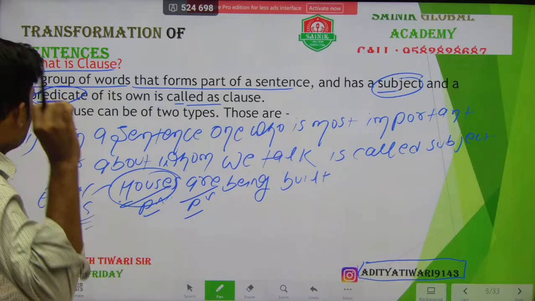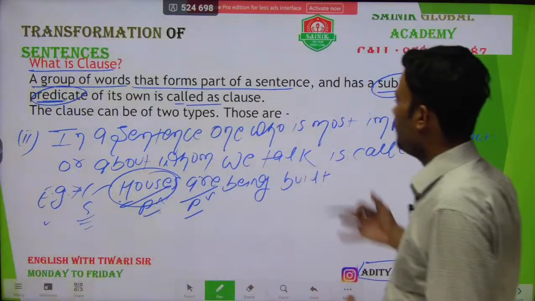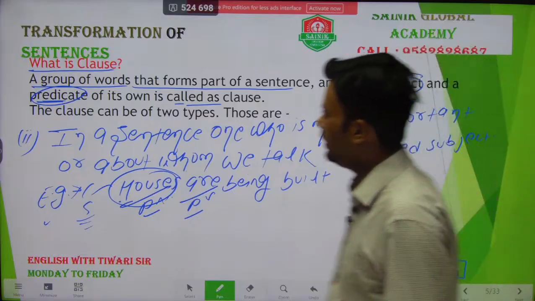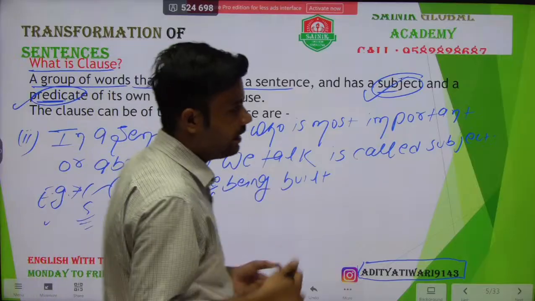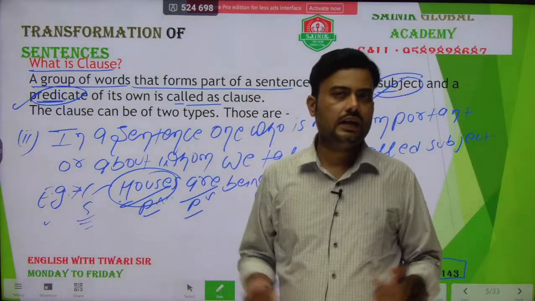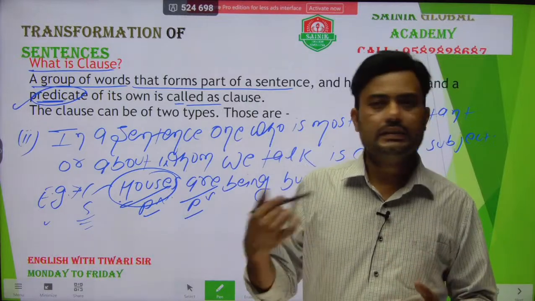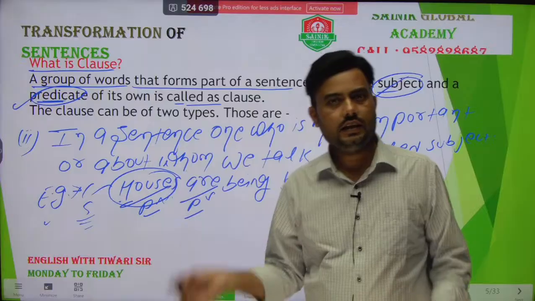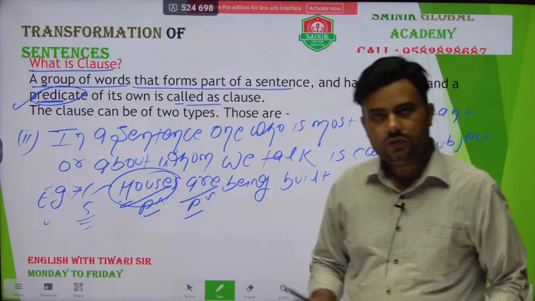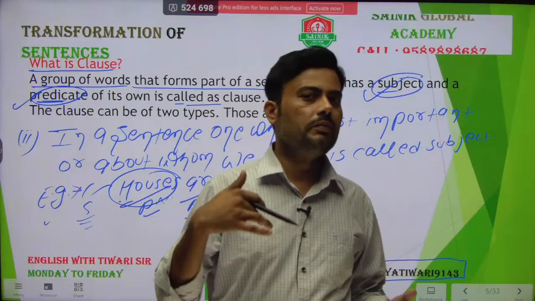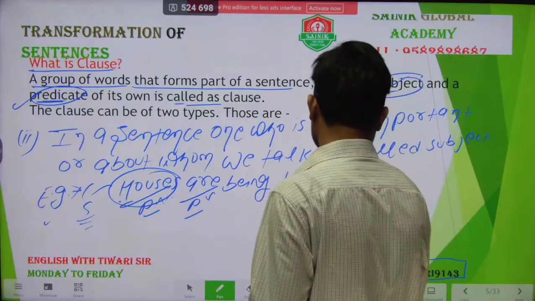So the clause itself says that in any sentence, I will come with a subject and I will also come with a predicate. If a sentence has a subject and a predicate, then you can call it a clause. So the subject you understood. Now I am going to make you understand what a predicate is. You need to understand the predicate first.